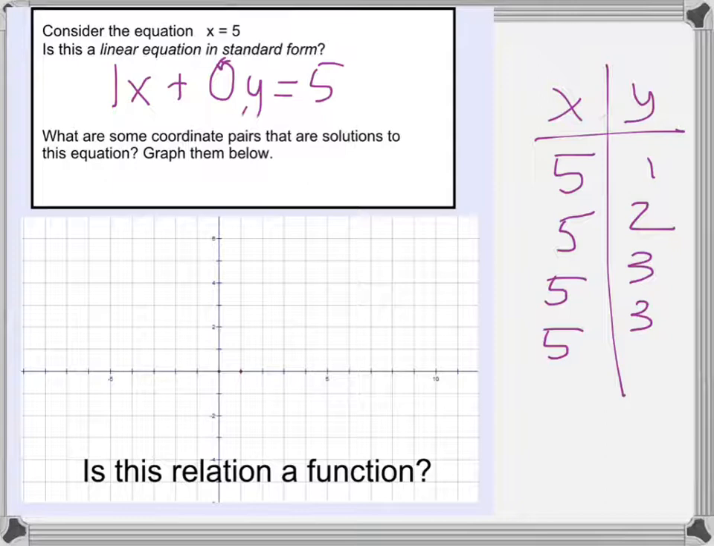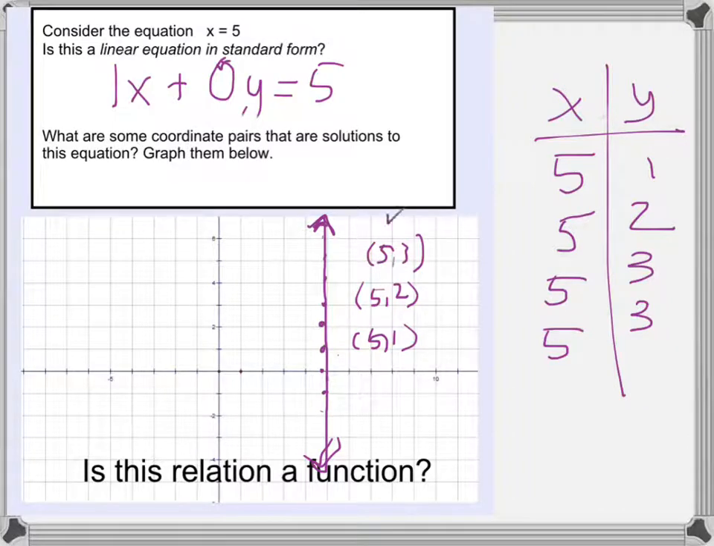5, 1, so that's 5, 1 right here. 5, 2, 5, 3, 5, 4, 5, 5, 5, 6, 5, 0, 5, negative 1. So if I connect all these points, what you'll see is that what they all have in common is that they have 5 as their x-coordinate. Their y-coordinate certainly changes, but their x-coordinate remains at 5. So a way to describe this line is that it's a vertical line, perpendicular to the x-axis and 5 spaces to the right of the y-axis.